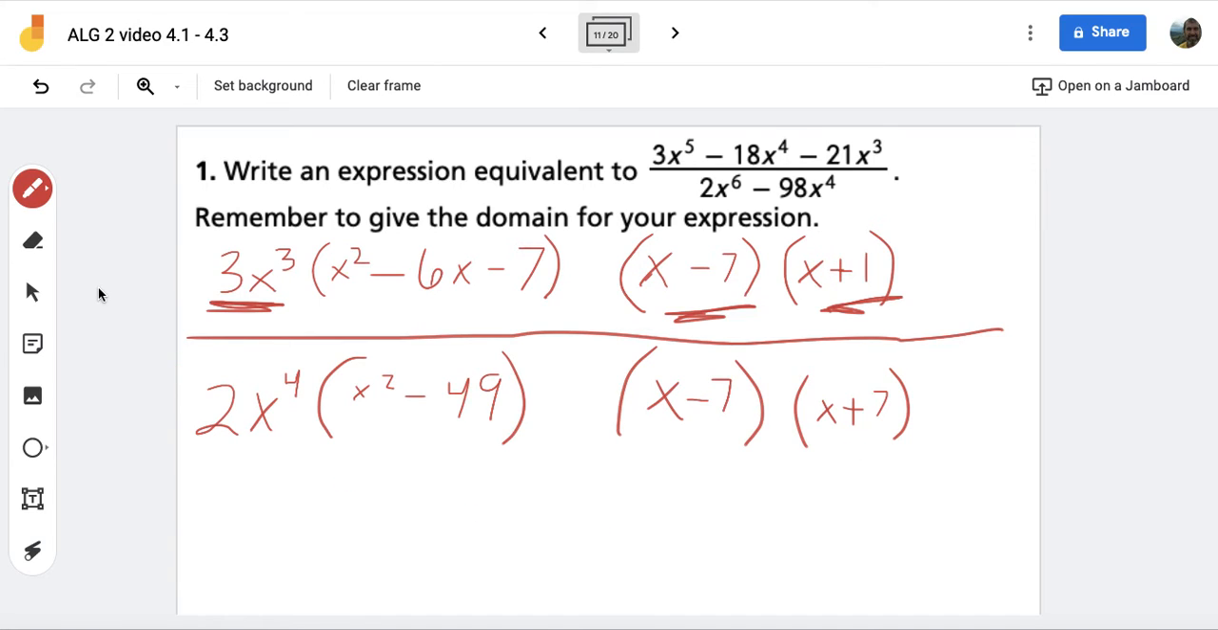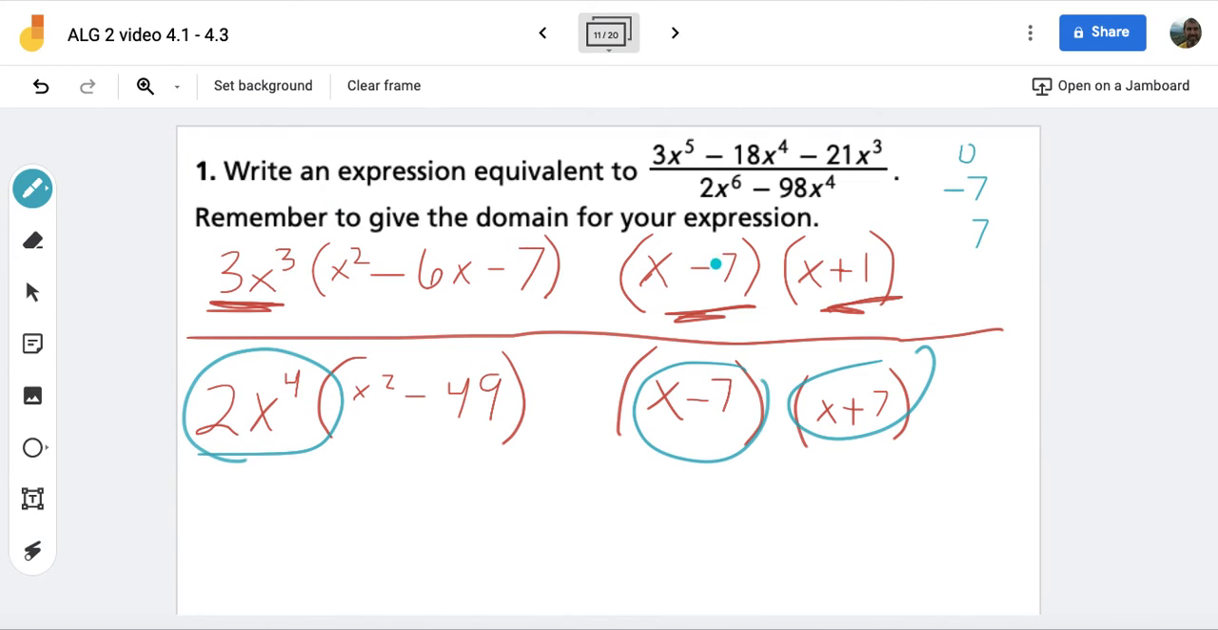All right, now these don't reduce very well, 3 over 2. Well, first let me look for the domain. We can't have it be 0. We can't have it be 7. It can't be negative 7. So let me write those over here. Can't have 0, negative 7, or 7. Those are restrictions on the domain.